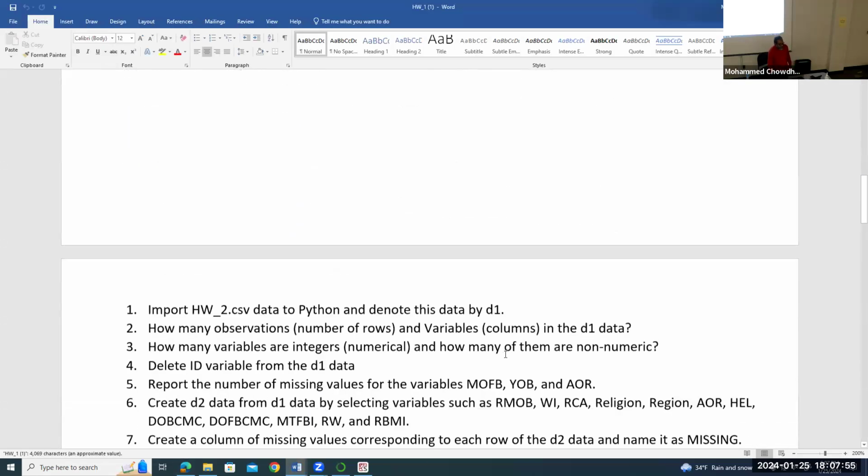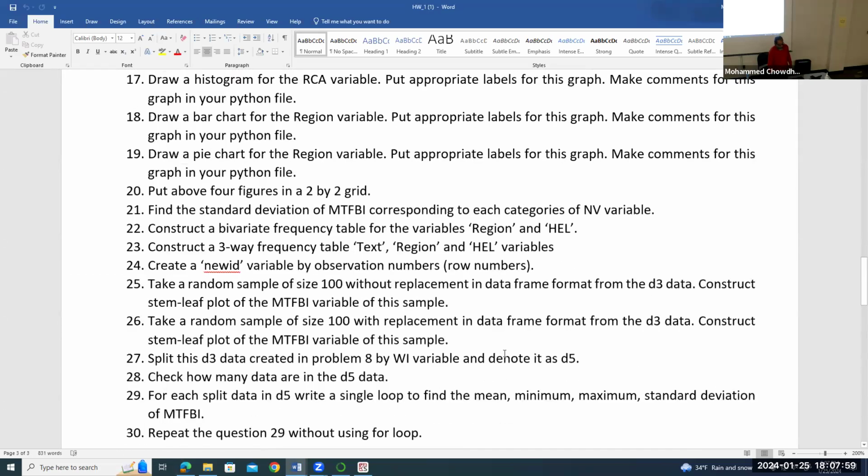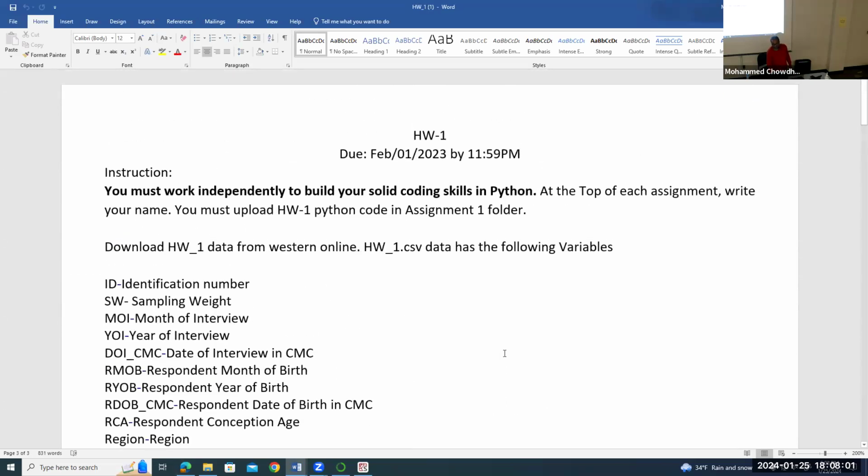This is your homework, okay? This homework has 40 problems, okay? Clear, right? This homework has a strict deadline, but if you still struggle, just take help from me. Clear, right? This homework is very important because that will give you solid training on how to analyze big data, as well as how to do single loop, double loop, how to write function, how to draw different types of graphs. Clear, right?